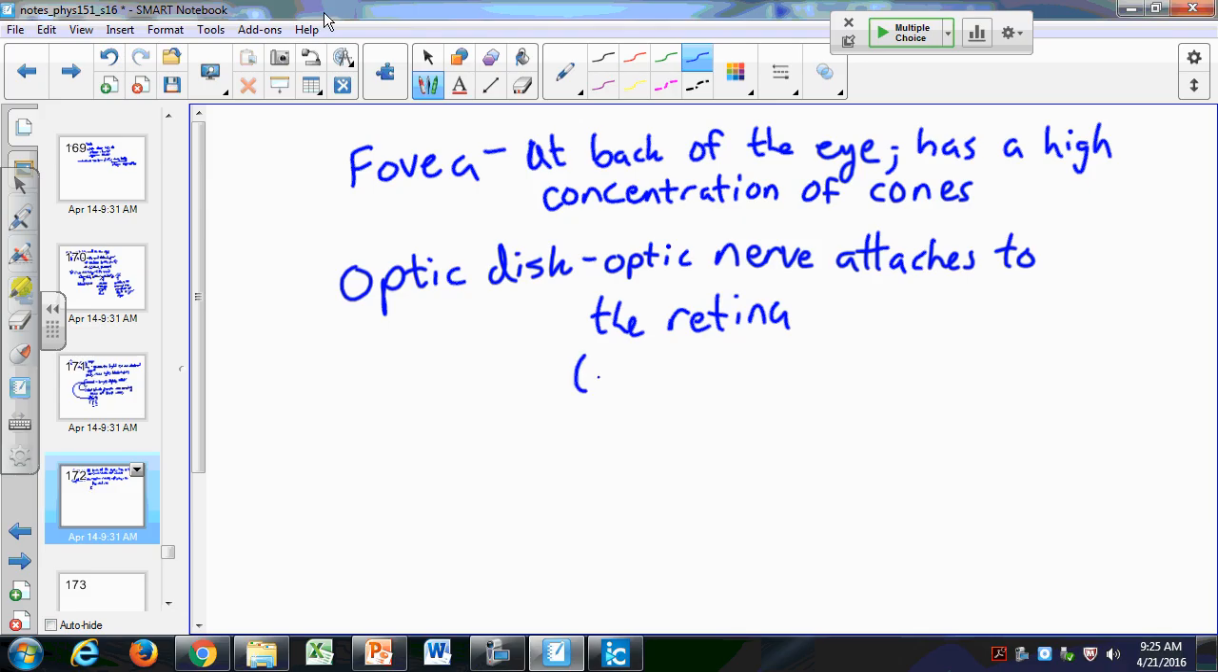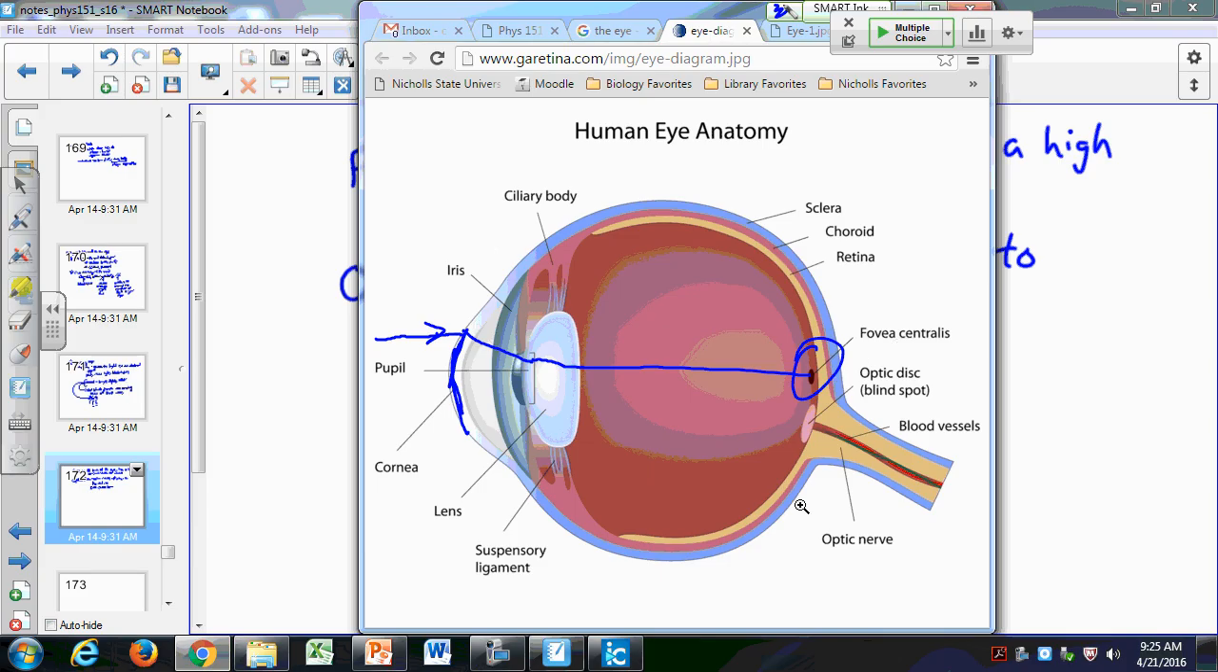There are no cones here. If you look at the diagram, this is our optic disc right here, pretty close to the fovea, and there are no cones at all in this place. So when you look at something, you get an image that covers part of the optic disc, but there are no cones, so your brain can't process that information. There's just no signal at all. But your brain will fill in that image. So you have a blind spot there in your eye, but we don't really detect it because our brain just fills in the image.